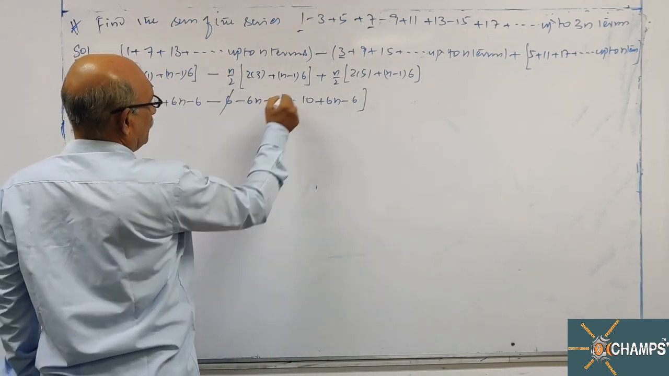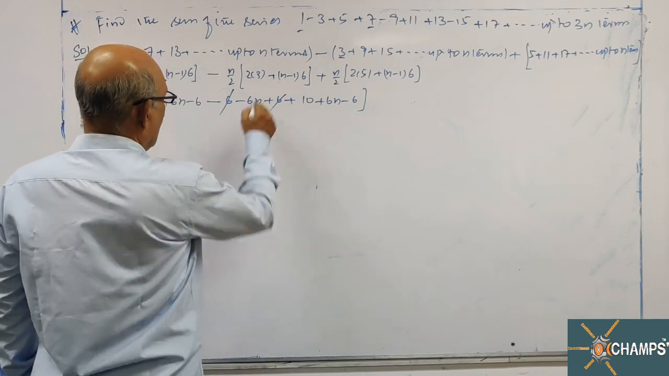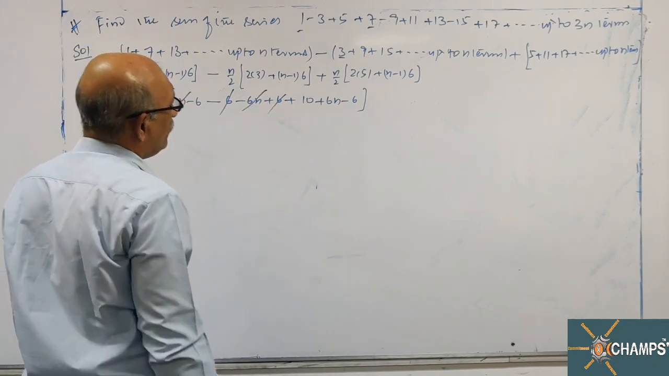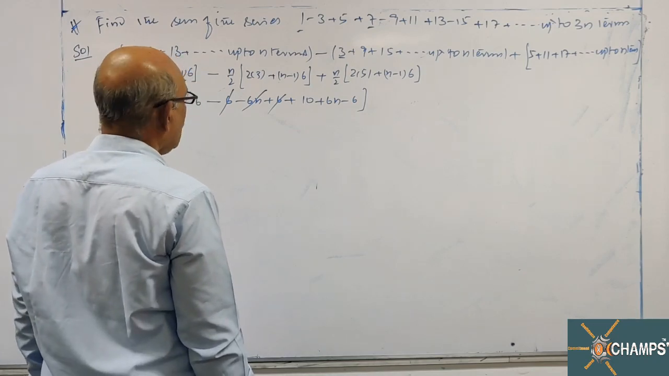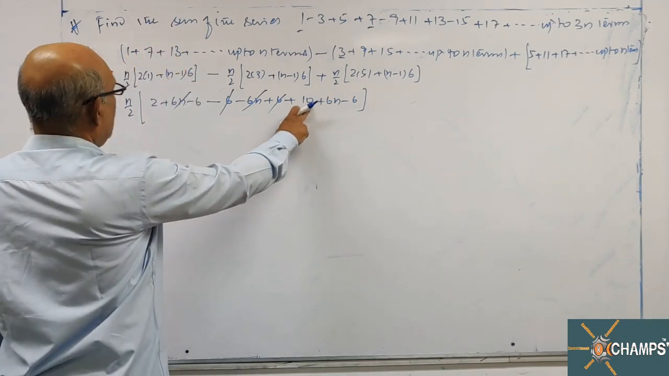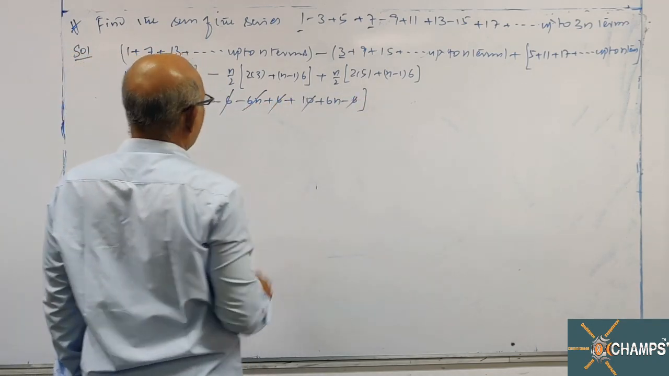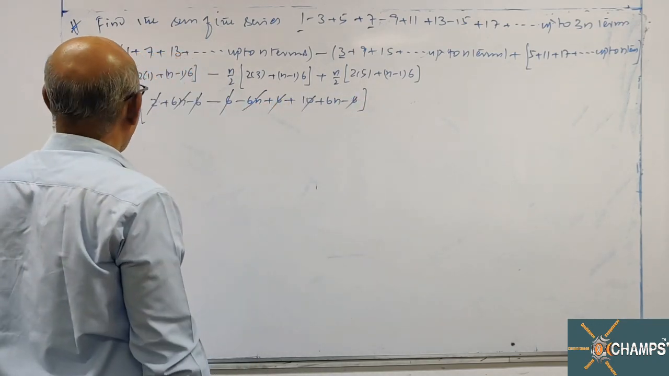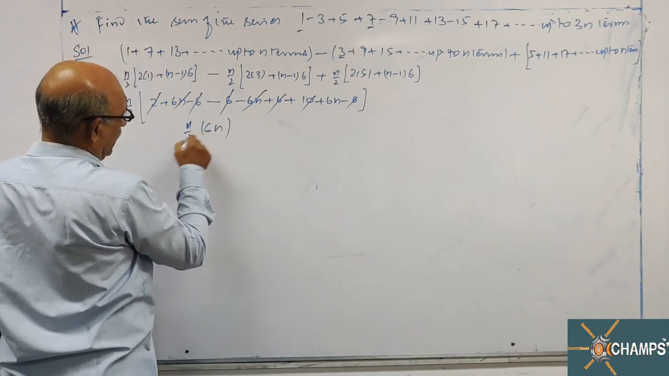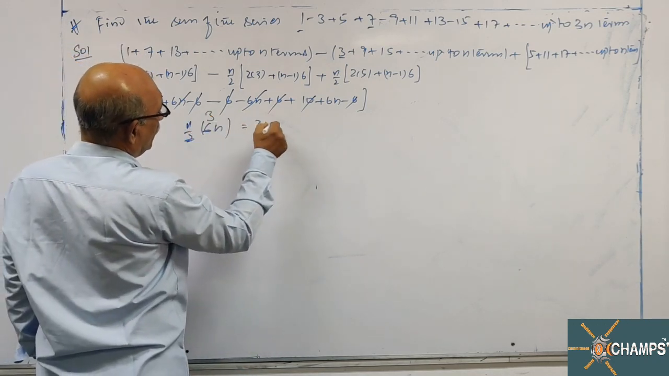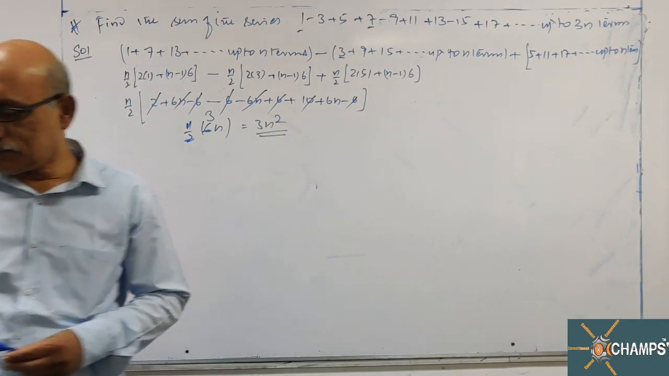Plus 6 minus 6 cancel. Minus 6n plus 6n cancel. So this is 10 plus 2, 12, minus 12 cancel. So what is left over? 6n. n by 2 into 6n, it will go 3 times. Answer is 3n square.